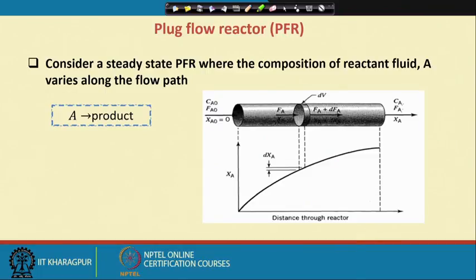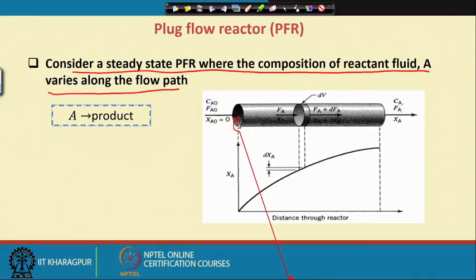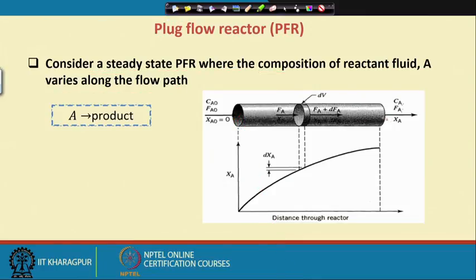Now, let me discuss another continuous reactor, what you call the plug flow reactor. What is the plug flow? Consider steady state plug flow, where the composition of the reactant fluid varies along the path. I told you it is basically a tubular reactor. The liquid is passing through the tube. Am I right? It is passing like this.